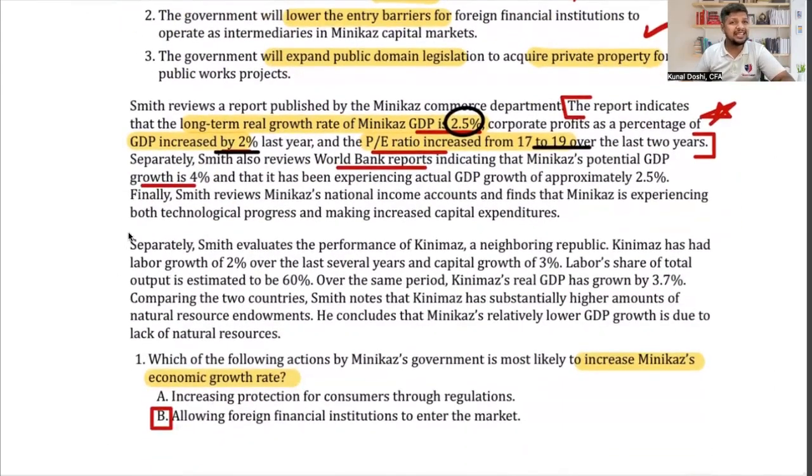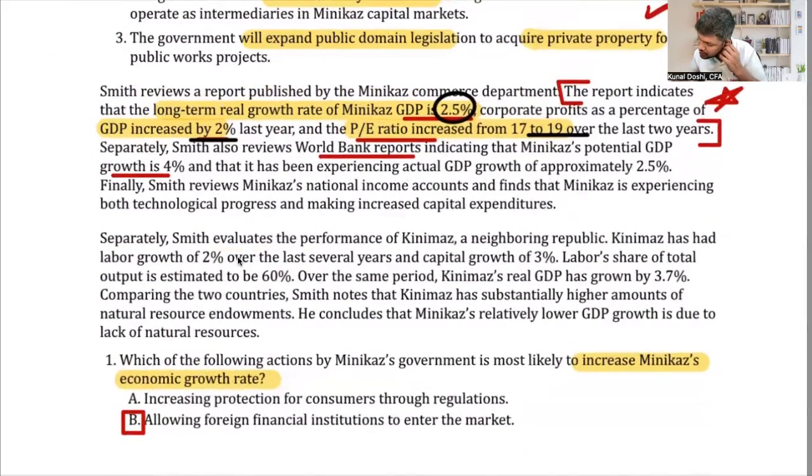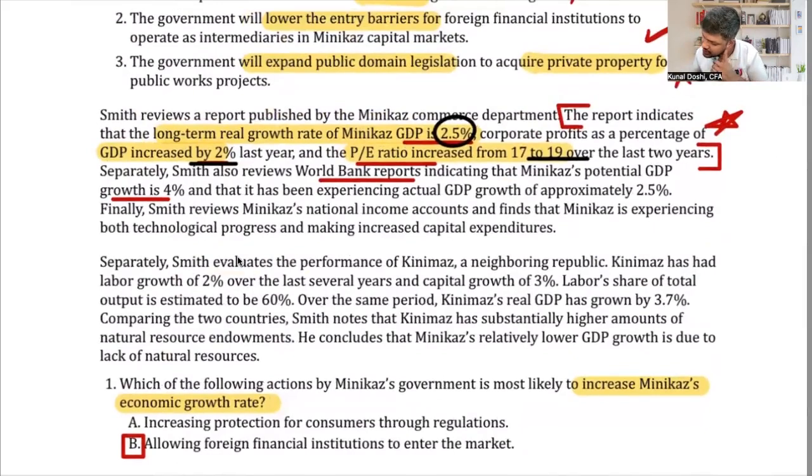Now, the question basically they have asked is which of the policies, based on the World Bank report. So I need to find something regarding the World Bank report. Has there been any mention of the World Bank report? It has been, okay, expecting growth, experiencing technological progress separately, evaluates a neighboring country, Kinimas, which had labor growth over the same period. Kinimas GDP, comparing two countries, high amount of natural resource endowments. He concludes that Minica's relatively lower GDP growth is due to lack of natural resources.